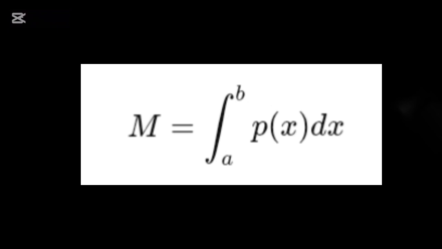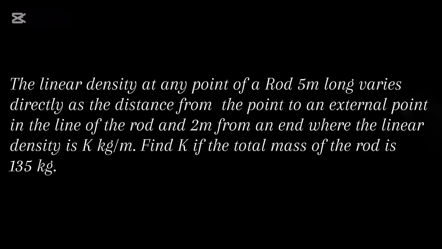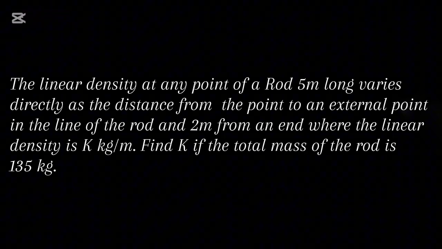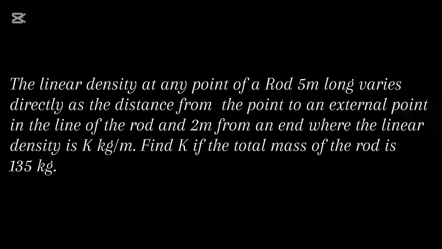By following this formula, we can identify the mass of a rod, but it still depends on the problem given. We have here the linear density at any point of a rod 5 meters long varies directly as the distance from the point to an external point in the line of the rod and 2 meters from an end, where the linear density is k kilogram per meter. Now, find k, or the linear density, if the total mass of the rod is 135 kg.